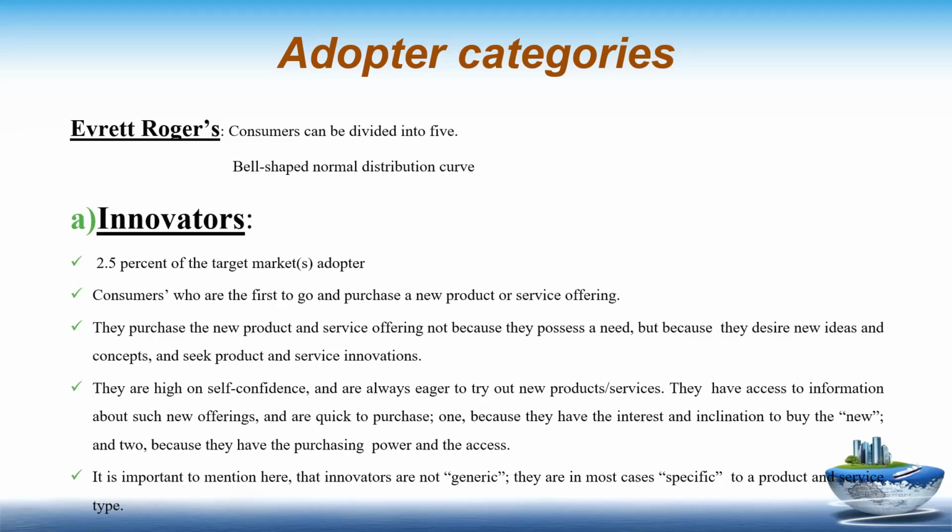People may be innovators for some products but not for others. Consumers who are innovators for many products are called polymorphic, whereas those who are innovators for only one product are called monomorphic. We have seen that certain people want to buy the latest version of the iPhone as soon as it comes to the market. They have the purchasing power, as well as a desire to try out new products.